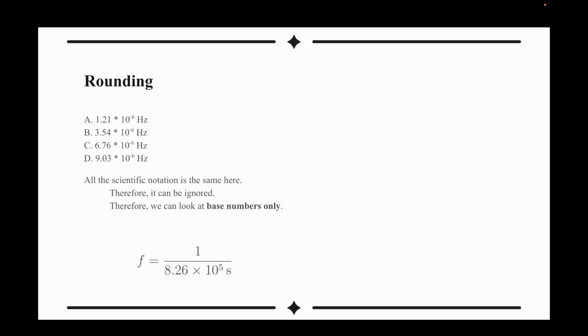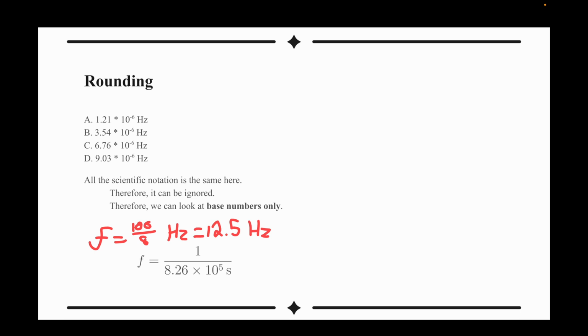Let's say we set up our equation and we're ready to solve for the final answer. This is the equation we have to do. We have to find frequency, which is 1 divided by 8.26 times 10 to the 5th seconds. Now remember, we can completely ignore scientific notation here. So what's the easiest way to do this calculation looking at the base numbers only? I think the easiest way is to transform it into frequency equals 100 divided by 8 hertz. From our times table and our strong understanding of fractions, we should have memorized that 100 divided by 8 equals 12.5, for a final answer of 12.5 hertz.